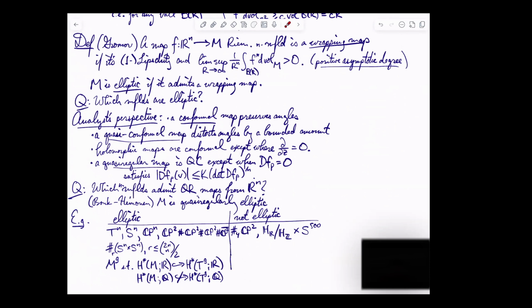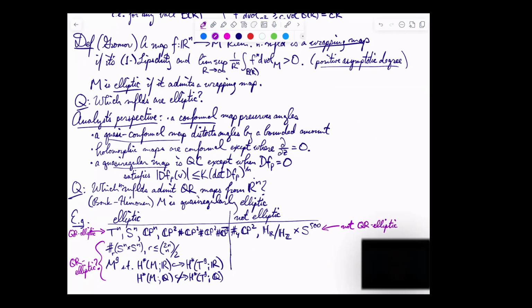And this is an example where, I guess these two examples, we don't know whether they're quasi-regularly elliptic, but the rest of these we do. So this gives you some idea that maybe there's some relationship between these two, because these two we also know are not QR elliptic. Are you sure about CPN?